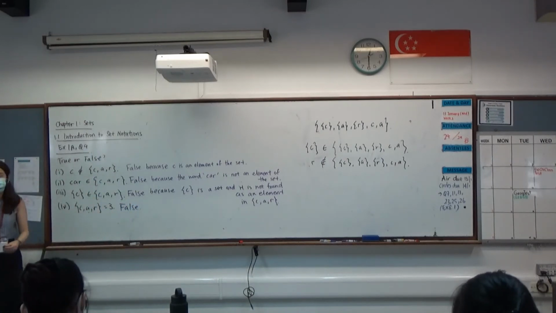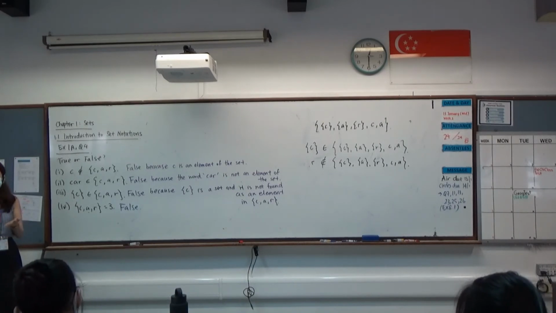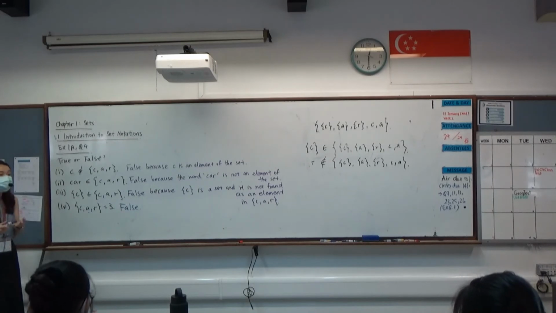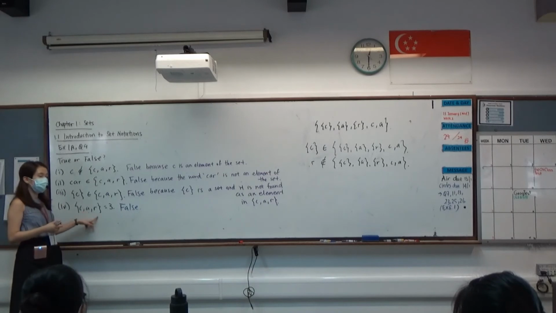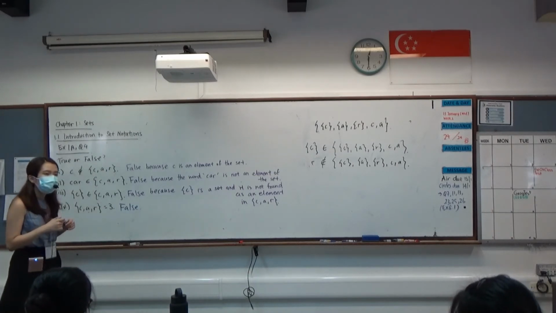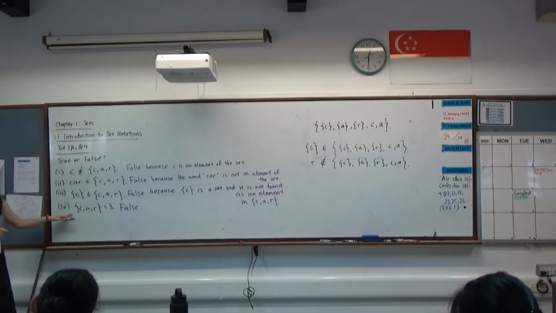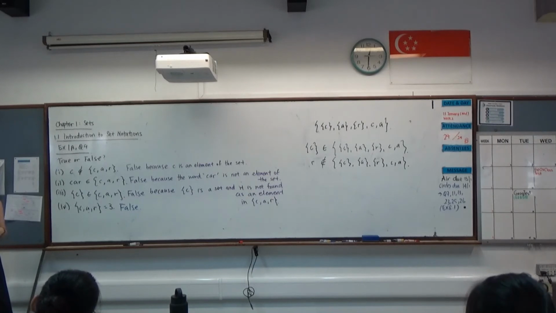What is wrong with this statement? See, there are 3 things, so it's equal to 3, isn't it? Dylan, what do you think? Verbin, why? What's wrong with this statement? Why would it be false? Why isn't it true?